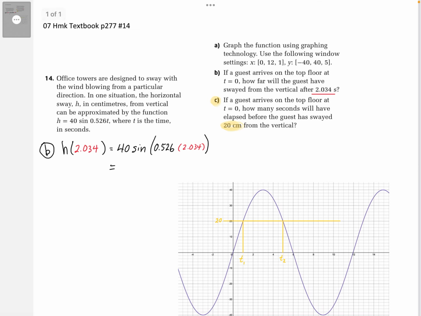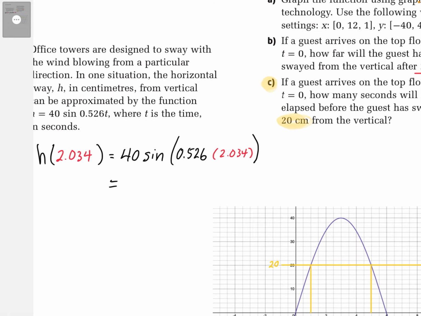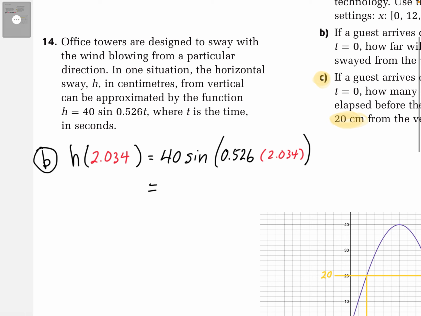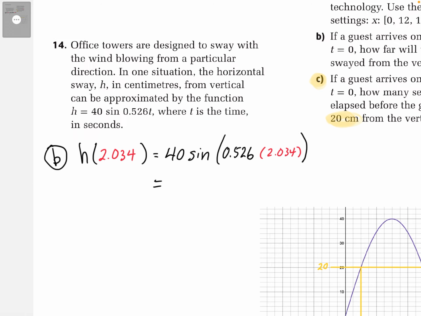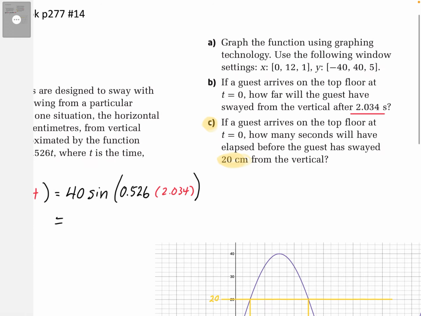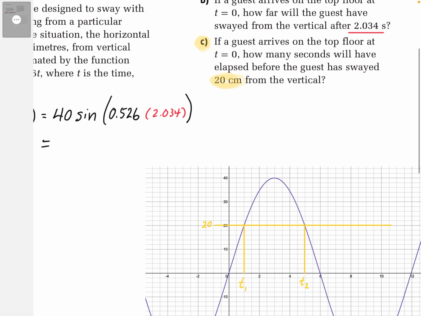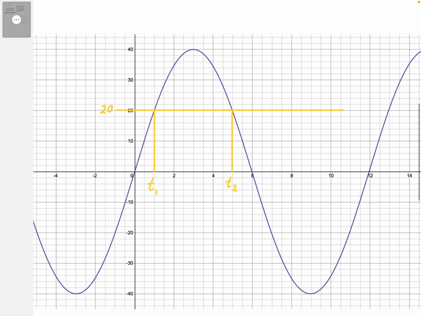So looking at question number 14, it gives us the equation of the horizontal sway as h equals 40 sine of 0.526t, and the h represents the horizontal distance in centimeters that an office tower sways from the wind. And so for part A, it says graph the function using graphing technology. So plugging into our Desmos, we can get a picture that looks something like this.